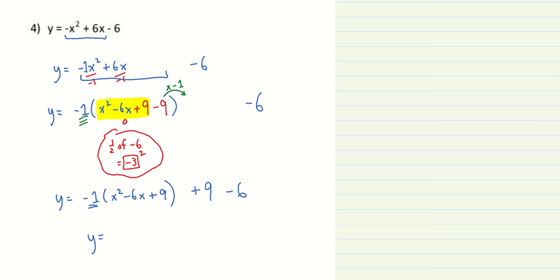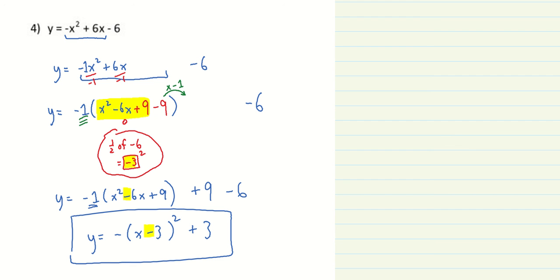So -1, I'm just going to write that as negative, because that means a -1 times x minus 3 squared. Notice whatever sign this is, all that stuff goes together, so it's minus. And then +9 minus 6 is +3. So there's our parabola's equation. That's what happens if there's a negative in front.